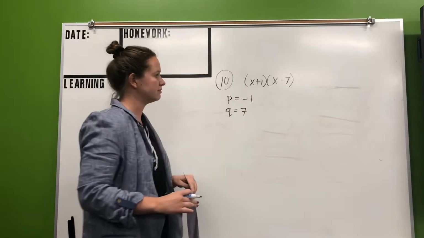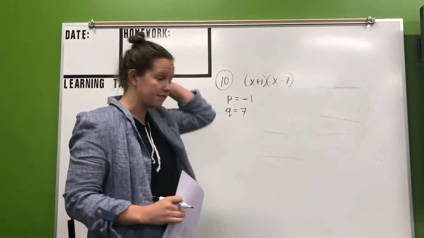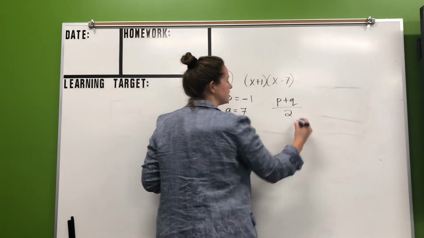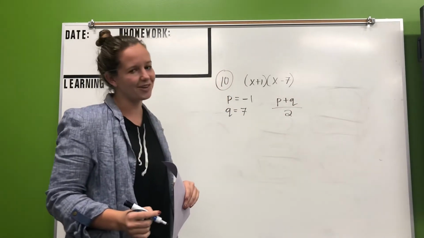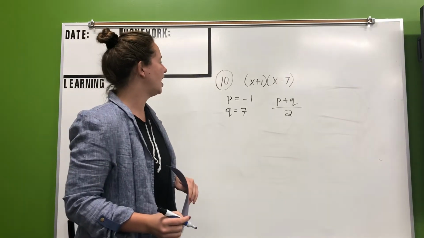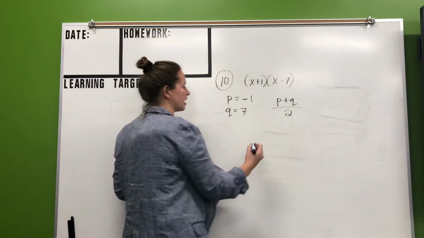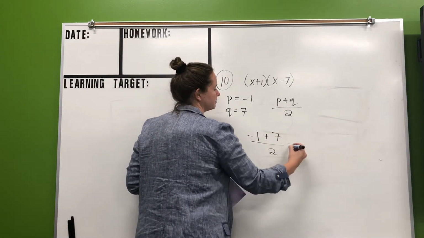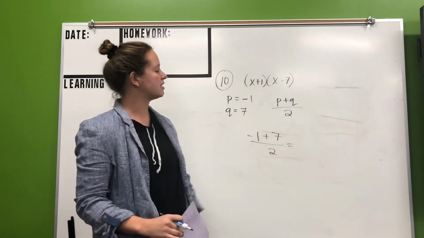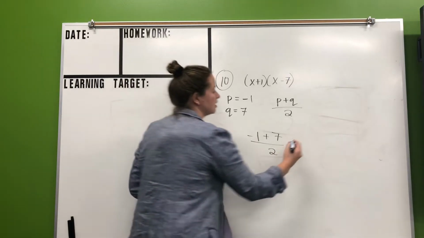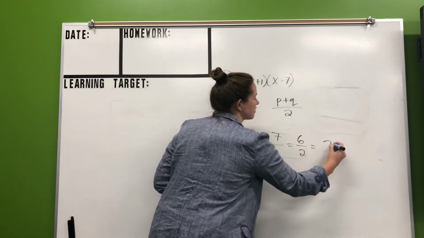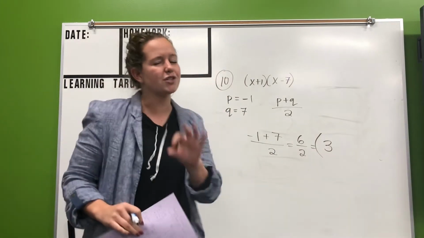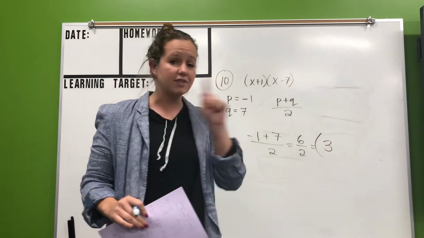Now if you want to find the vertex of an equation like this, we use (P + Q) divided by 2. Cute little rhyme. So let's just add them up. P is negative 1 plus Q is 7, divided by 2. Negative 1 plus 7 is 6, divided by 2, which is 3. Yay. So again, you found just your first coordinate, which isn't enough. You have to get the second coordinate.